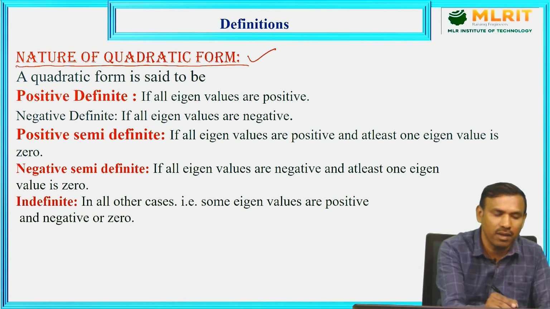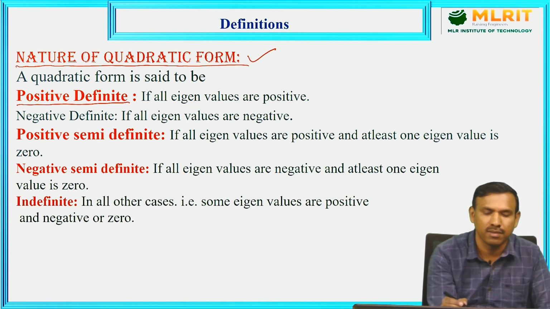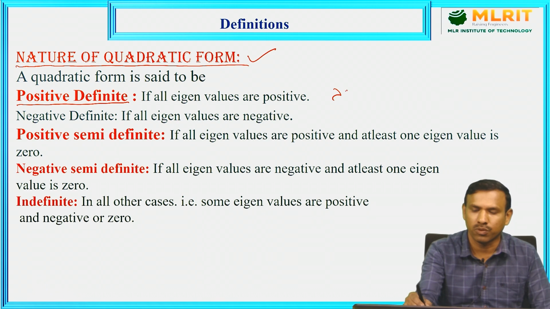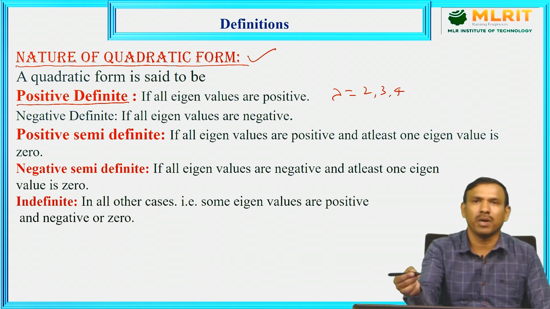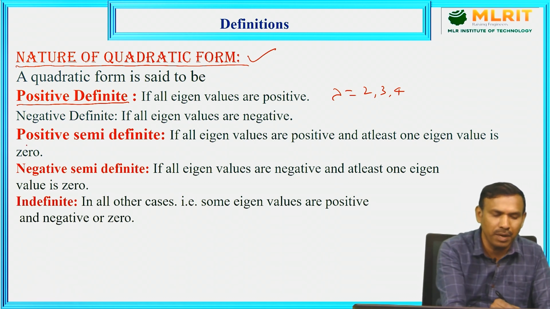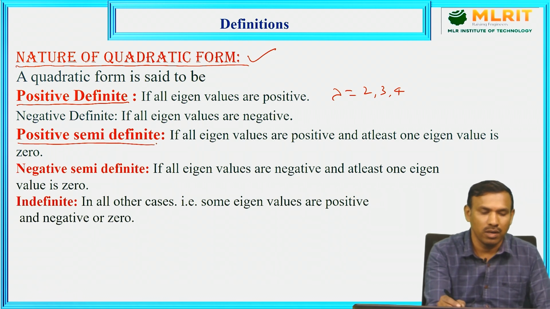That we are saying positive definite. If all eigenvalues are positive, it is positive definite. Suppose lambda is equal to 2, 3, 4. All eigenvalues are positive, so automatically I can say the nature of the quadratic form is positive definite.